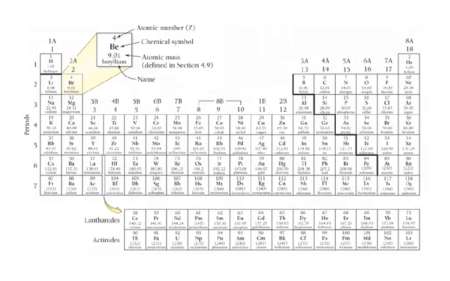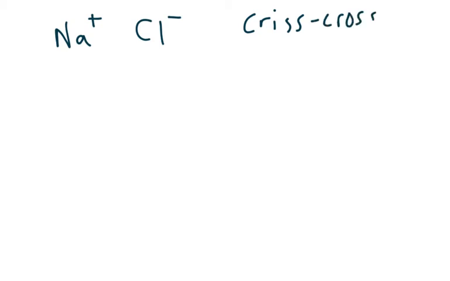So let's do the following. We're going to use the periodic table to do a couple of examples. And then I'm going to introduce something called the crisscross method. Okay? So we saw that sodium was +1 and chlorine was -1. And there is a way to figure out the formula of an ionic compound by using what is called the crisscross method. And what we're going to do is the following.